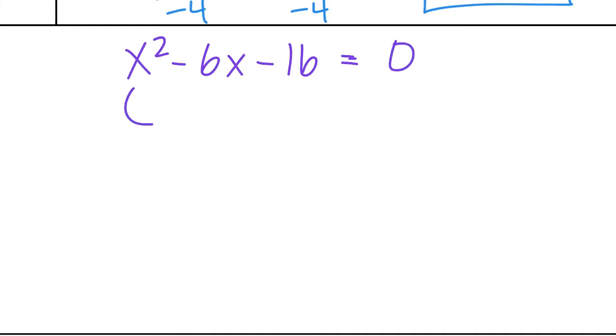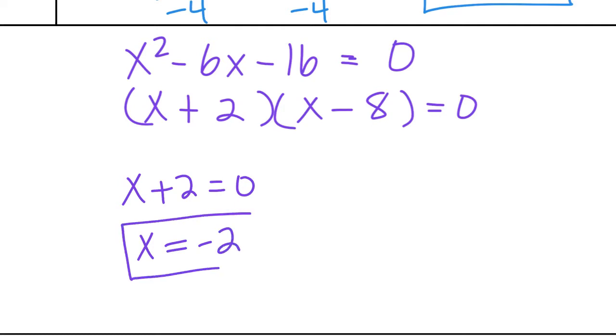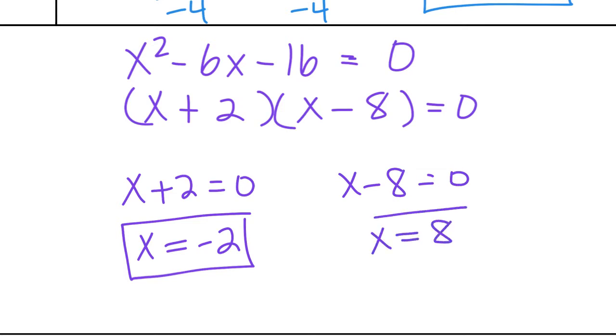Okay, so again, I need to factor this. They are using x's. So I need two numbers that multiply to negative 16, but when you add them up, give you negative 6. So one's going to be negative, one's going to be positive. So there's 1 times 16, that's not going to work. 4 times 4, not going to work. 2 times 8, that's going to be the one we need. So positive 2 and negative 8. And now set each one equal to 0. So here we have x is equal to negative 2. And x is equal to positive 8.